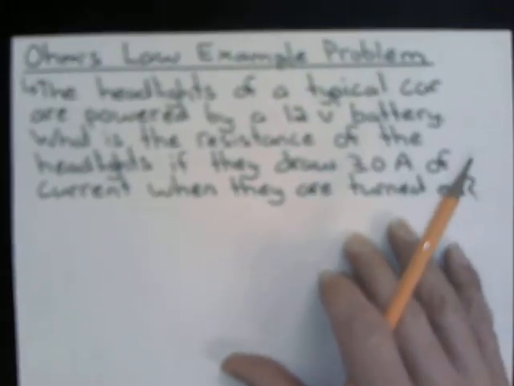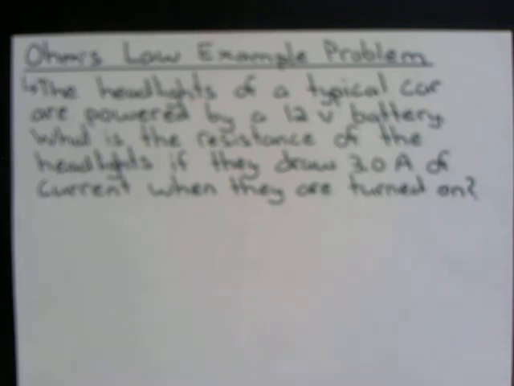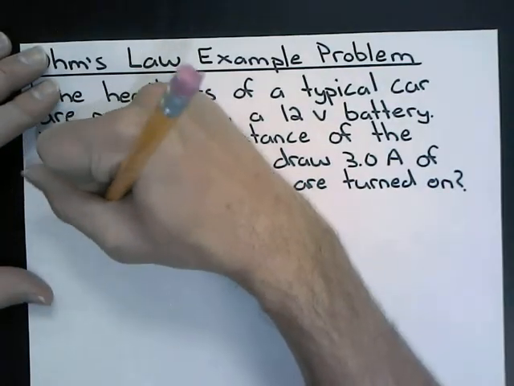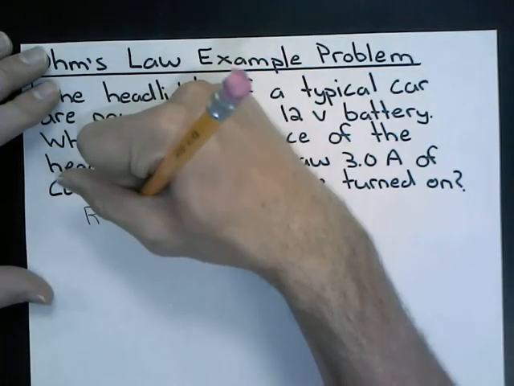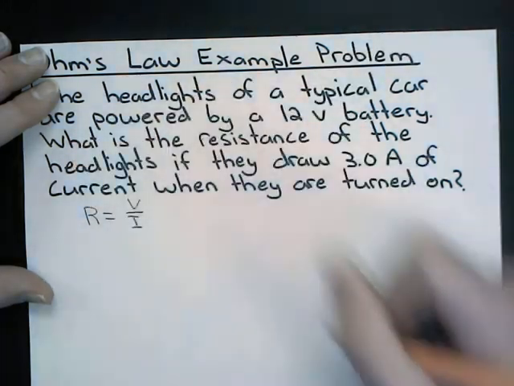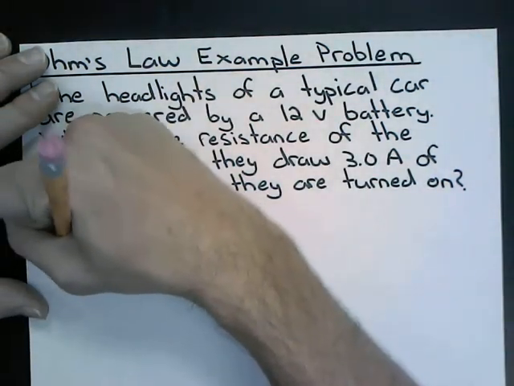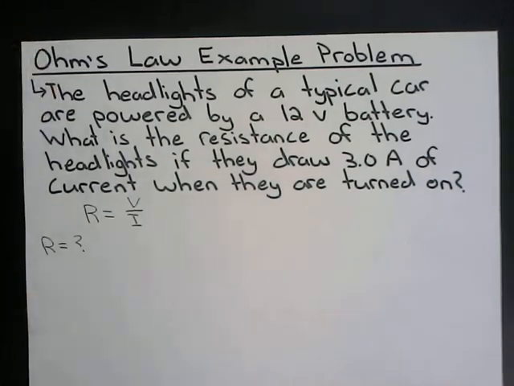We're going to use Ohm's law, the thing that we just went over, to go through this example. The headlights of a typical car are powered by a 12-volt battery that's underneath your hood. We want to know what is the resistance of the headlights if they draw 3 amps of current when they are turned on. Remember, our formula for Ohm's law is the resistance is equal to our volts divided by our current. Our resistance here is something we don't know. It did not give us ohms, so we have to find our resistance.